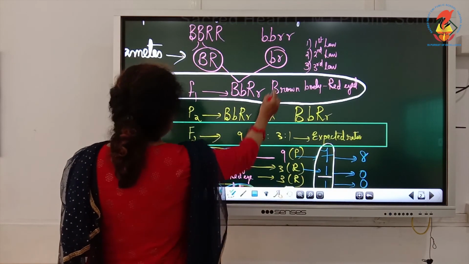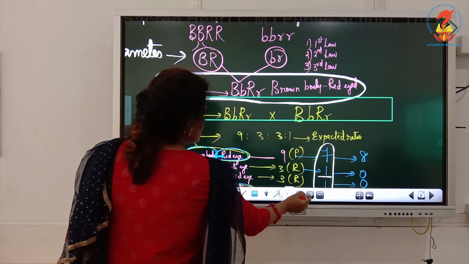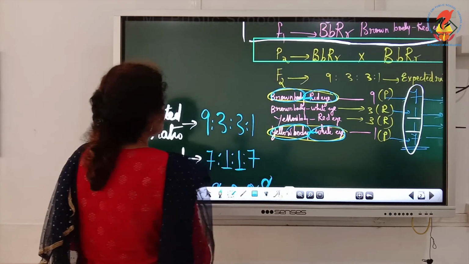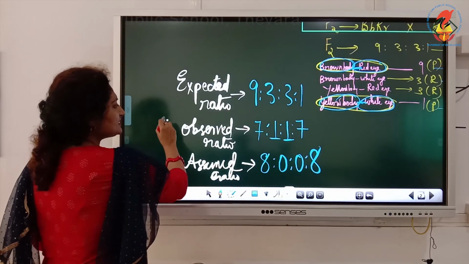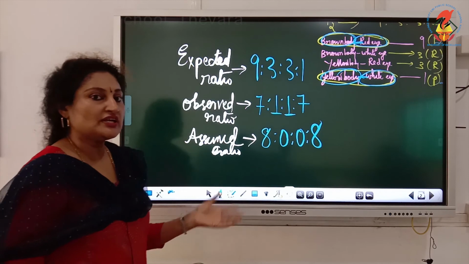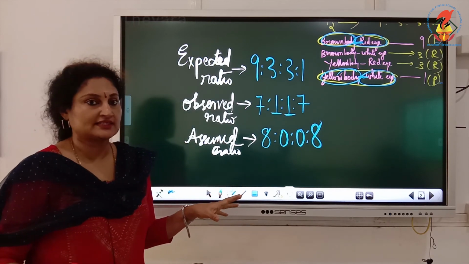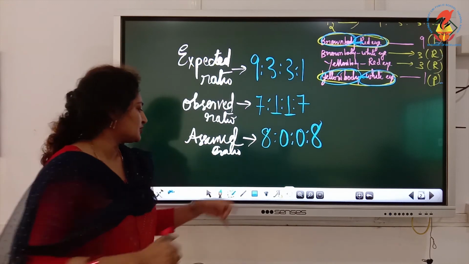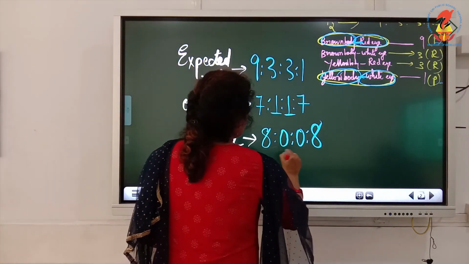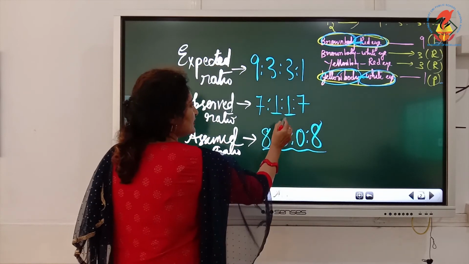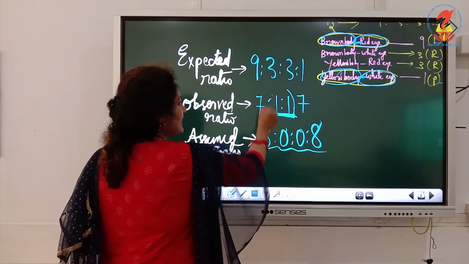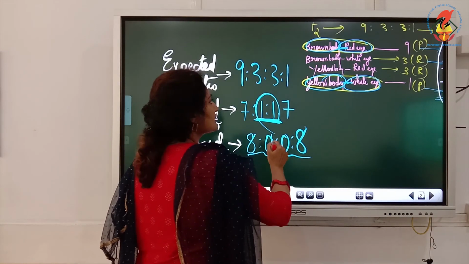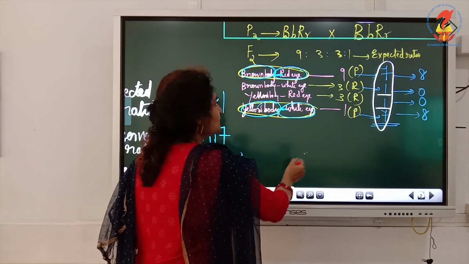But surprisingly, he found that it deviated from the expected ratio of 9:3:3:1. He found the ratio to be 7:1:1:7. So he assumed that if it was completely linked, the opposite of the law of independent assortment, he should get the ratio 8:0:0:8. Then why did recombinants arise? The answer to that was crossing over. So all you need to know is the conclusions derived from his two experiments.